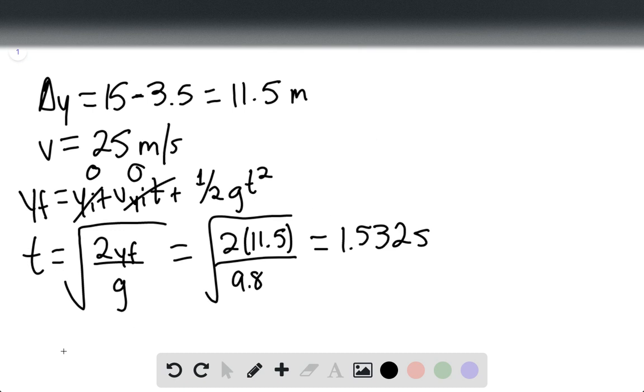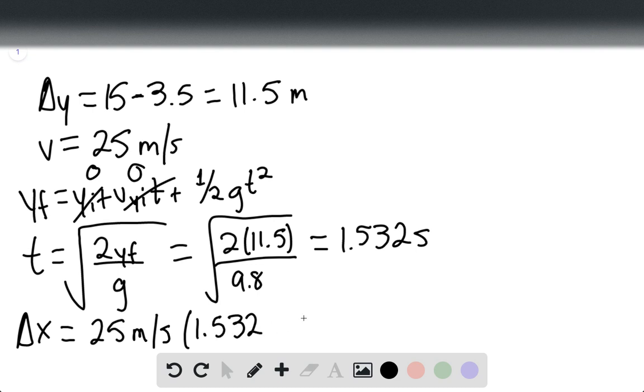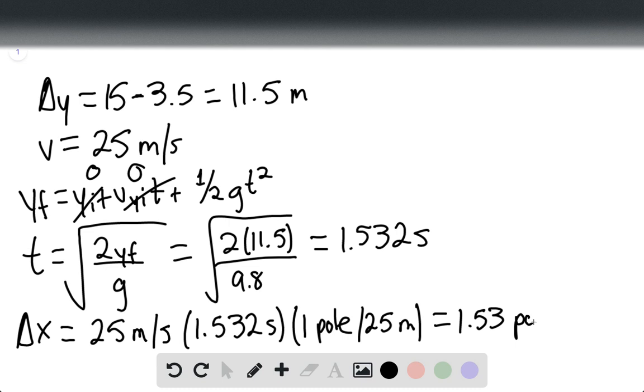So delta x is going to be equal to 25 meters per second, the speed of the truck, times 1.532 seconds, the time it takes for James Bond to fall from the bridge to the top of the truck. And then we're going to say one telephone pole for every 25 meters. And this is equaling 1.53 poles.